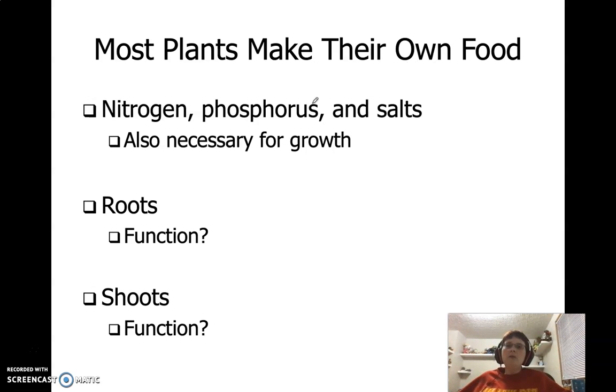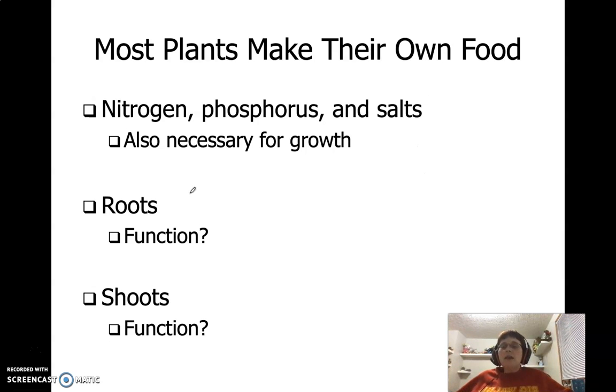But the ones that do make their own food also need some extra stuff. If you remember from your experiment, I was putting fertilizer in the water in that big jug. It contains things like nitrogen, phosphorus, and some salts, because these are necessary for growth, to build things like DNA and proteins. So just getting sugar isn't enough. In order to grow, these items are necessary for plants too. That's why we often put fertilizers on things like our houseplants, because these items are lacking in the soil they are planted in.